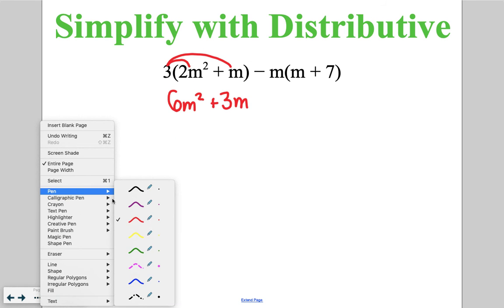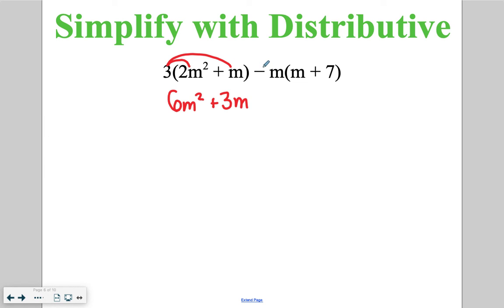Then we can look at the second part of the problem, which is going to say negative m. That negative sign, that subtraction, is attached to that m. You've got to think of them as one unit. So negative m is being distributed to the next two pieces. So that's going to give me negative m squared, and then negative m times 7 is negative 7m. So now I've distributed and I've gotten rid of those parentheses. So now I can look for like terms to put things together and finish simplifying.